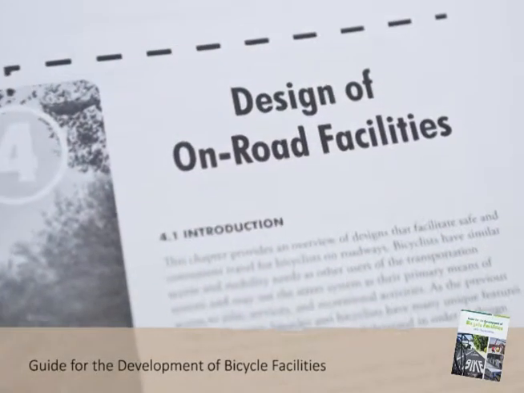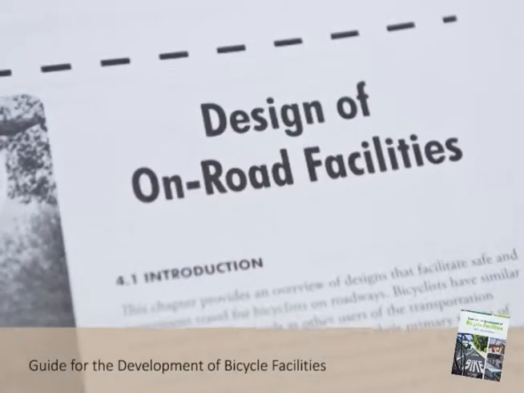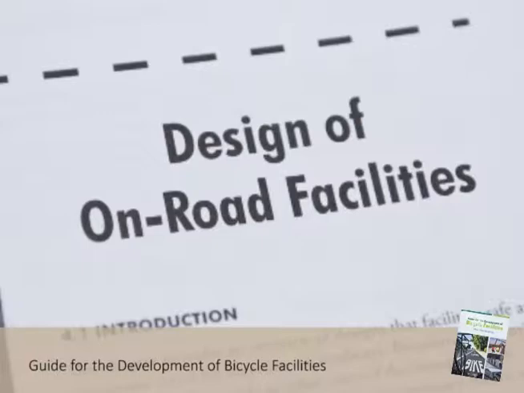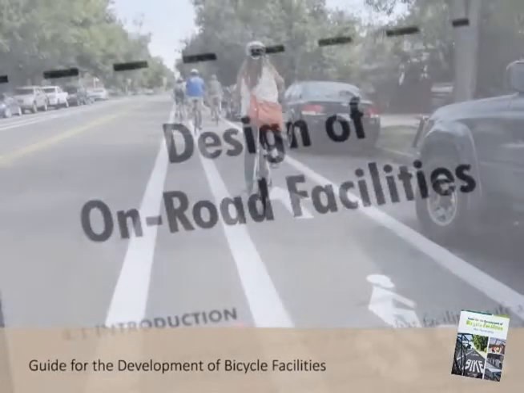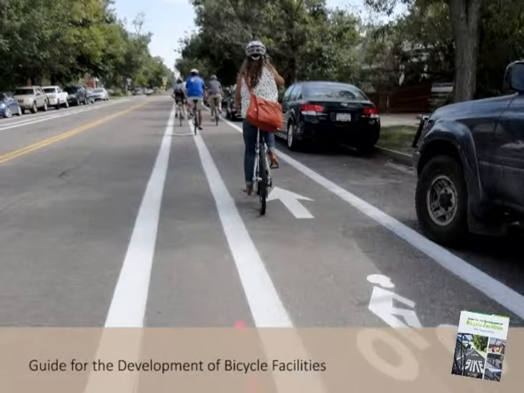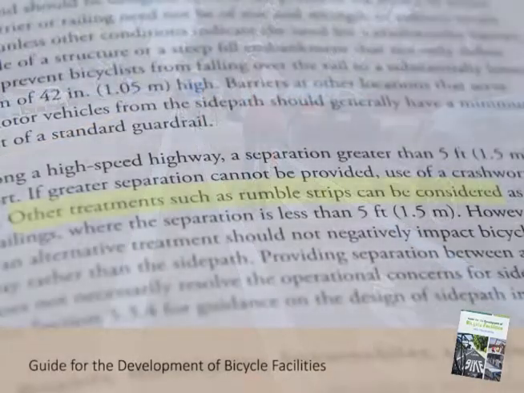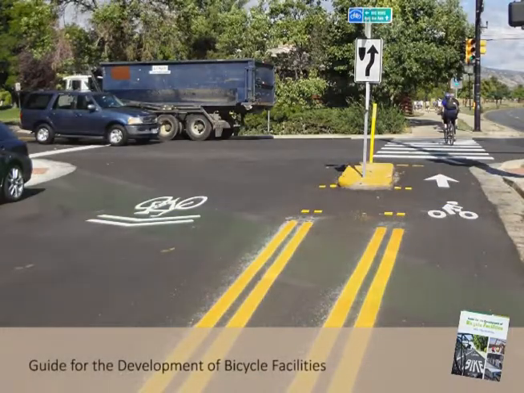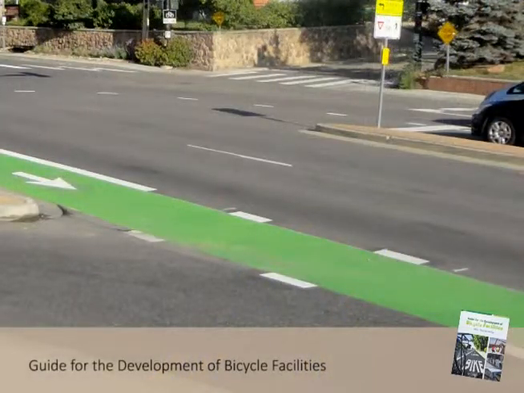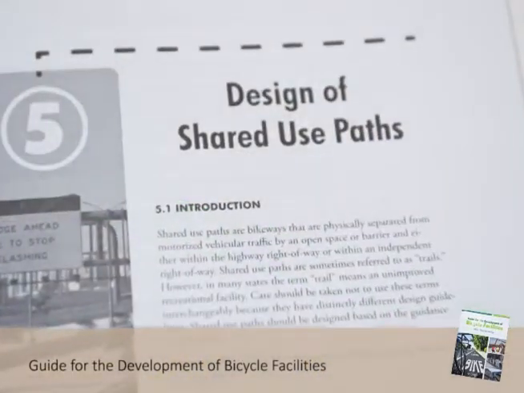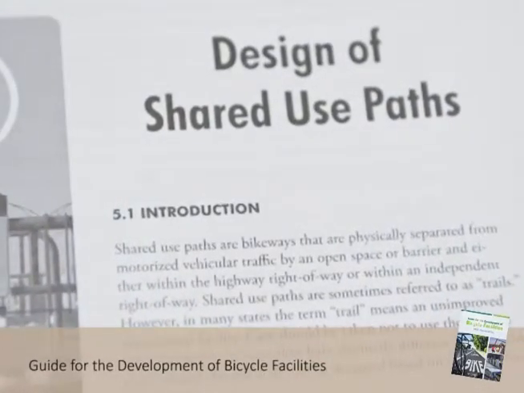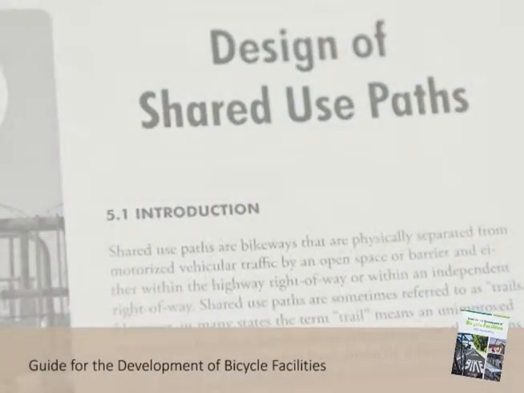Chapters 4 and 5 of the guide discuss design. Chapter 4 is specifically focused toward on-road facilities. Some topics that may be of interest are marked shared lanes, wayfinding, rumble strips, contraflow bike lanes, and contrasting green color pavements. Chapter 5 discusses shared use paths. Some topics that may be of interest are the minimum paved width and stopping sight distance.